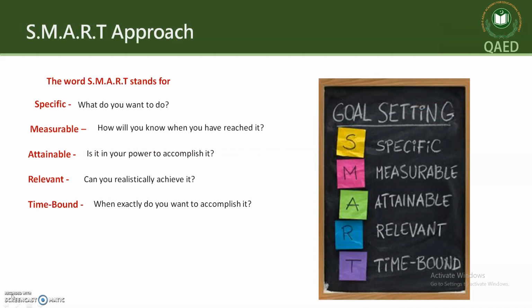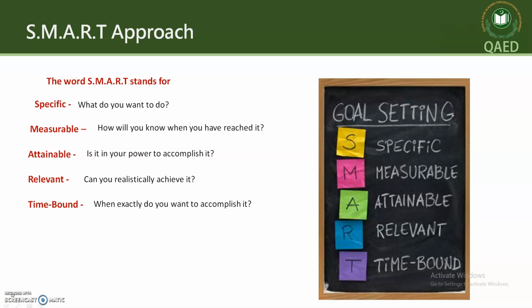Now, what is the SMART approach? The word SMART stands for specific, measurable, attainable, relevant, and time bounded. Specific means what you want to do. What do you want to do? Measurable: how will you know when you have reached it? You specify the things that you want to do.